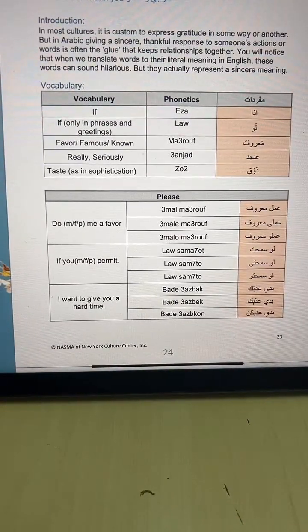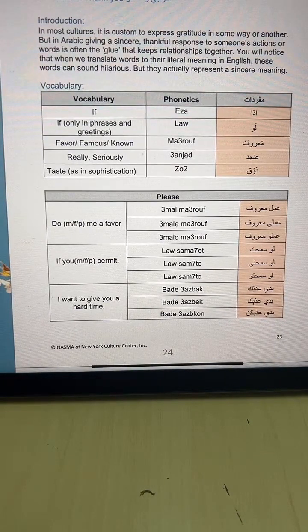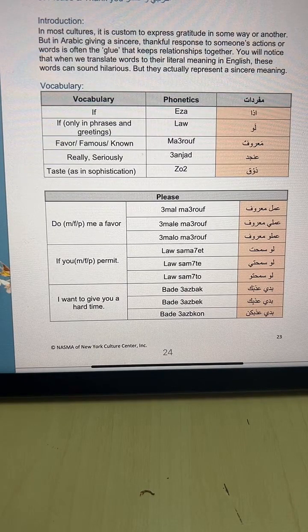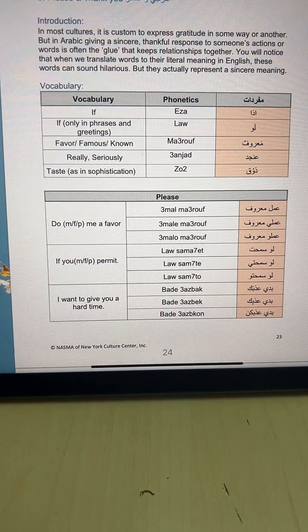There's a very nice Lebanese proverb: anze u Iza tarit, or ulaw tarit. Law means if, but it's only used in phrases and greetings, like the proverb. So what does it mean? Anze in English is the word goat. It's a goat even if it flies. What does this literal translation mean?